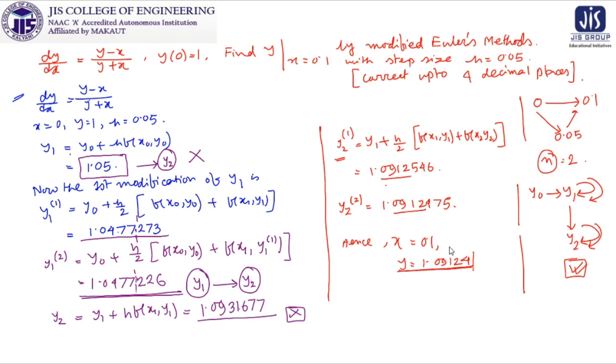So this is the main fundamental part of modified Euler's method, and this is the way how we are going to get the difference between the calculation of modified Euler's method and Euler's method.